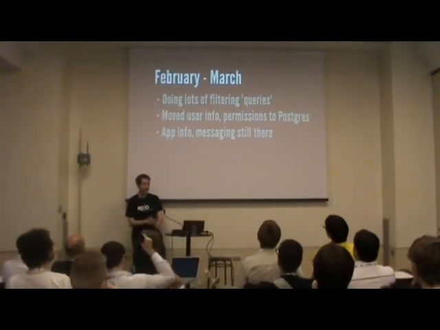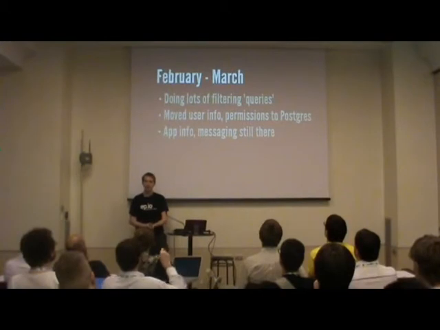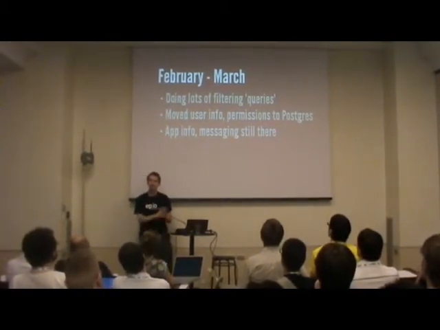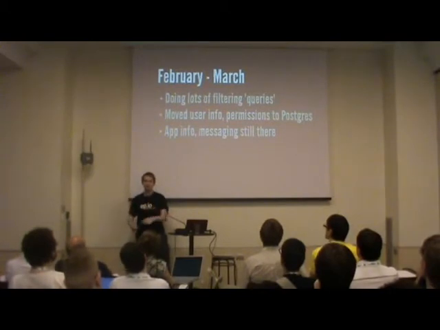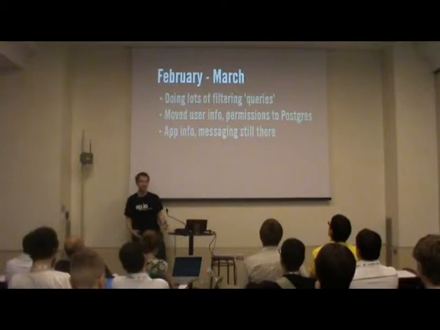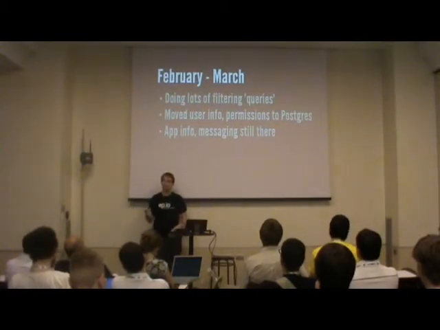In February and March, we looked at what we were doing, and as we evolved, we realized we were doing a lot of filtering queries, i.e. going through keys, looking at values, and basically doing a where clause. So we moved all those things like user information and permissions into Postgres, which is clearly a lot better at filtering and selecting things. And we left things like messaging and the app information in Redis.